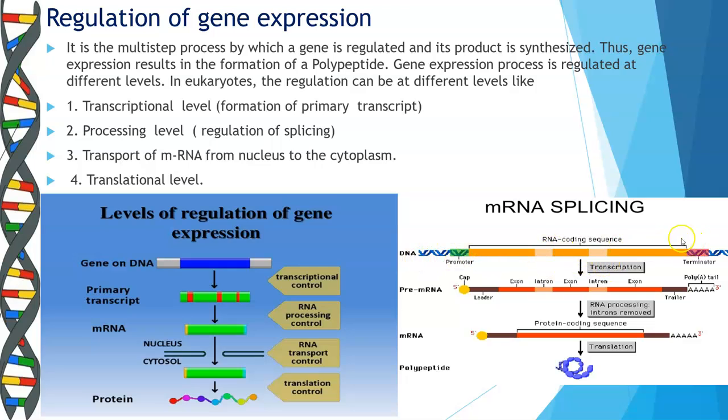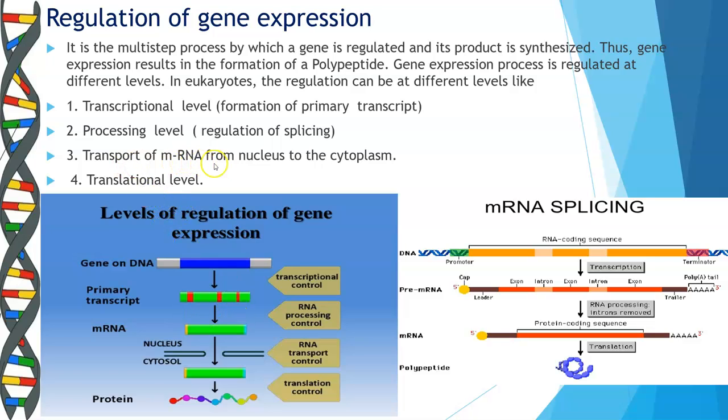Now, this is your DNA on which your mRNA is formed. Then we have two regions on the mRNA, that is exons and introns. Exons are the coding regions and introns are the non-coding regions. So, during processing, these introns are removed and only the protein coding sequence is kept. This is called splicing, and here also you can regulate gene expression.